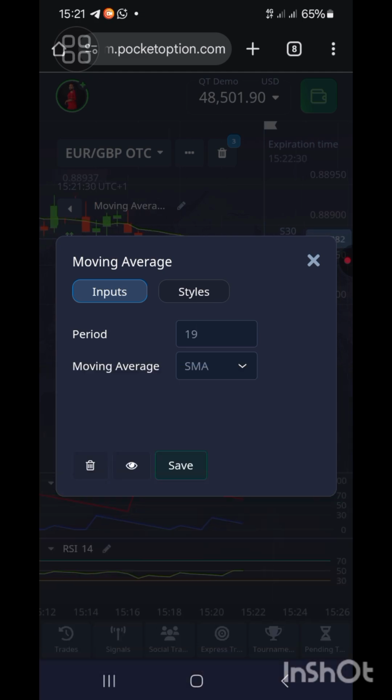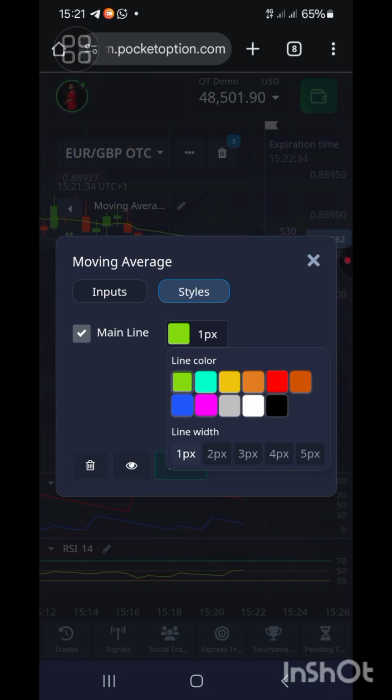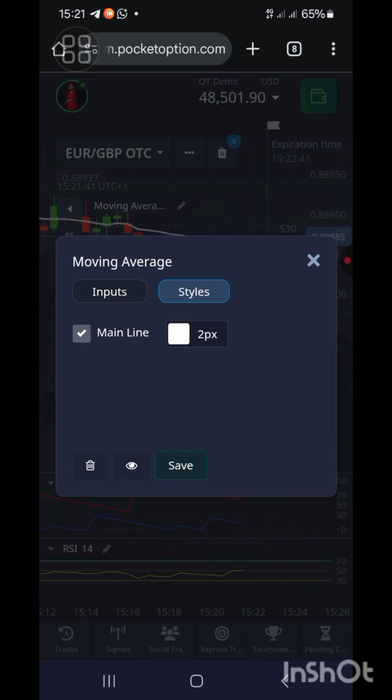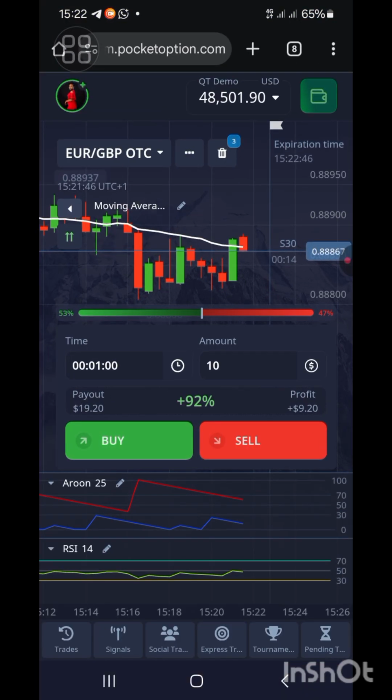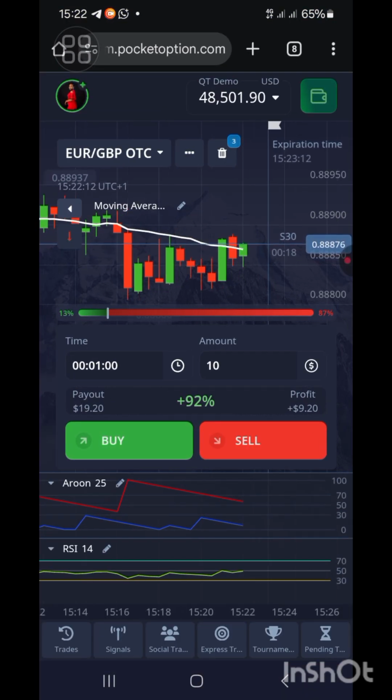You go ahead, click on style, click on this color. I'm going to choose white, a visible color. Then I'm going to choose 2px to make it a little bit bold. Then I save it.